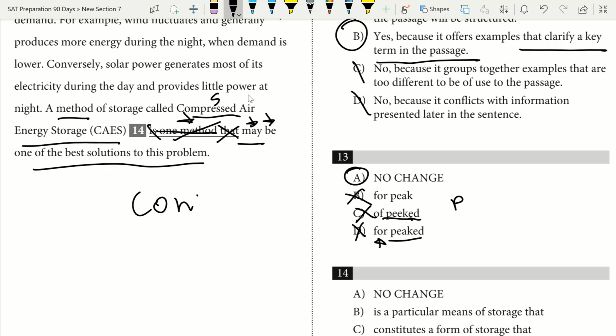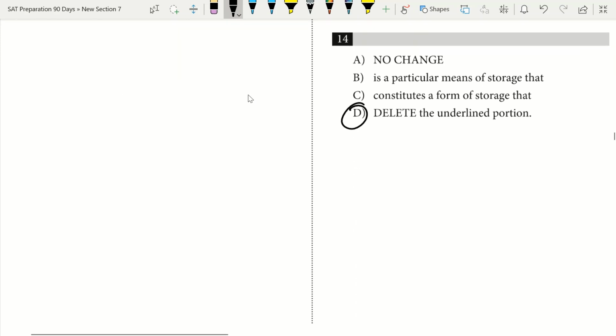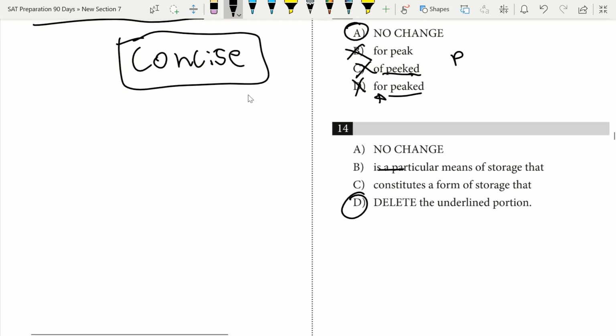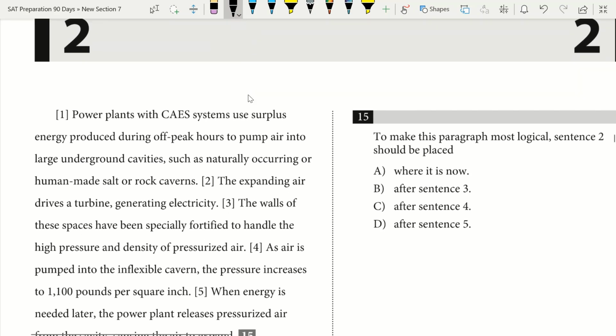When I talked in the first week about tips, I talked about being concise, right? We want to be very efficient in our word choice, and removing that is how we're going to be the most efficient there, right? Saying "is a particularly means of storage." We already talked about it being storage, so we can get rid of that. I already talked about why A is wrong. "Constituting a form of storage," once again, we already talked about storage. So 14 is going to be D.